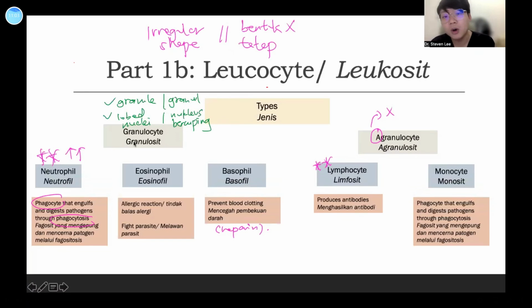So that's something that you must remember. All the leukocyte, the shape is irregular. What differentiate them is the shape of the nucleus. I repeat, what differentiate them is the shape of the nucleus. Okay? Ada persoalan at this point? Are you okay? Are you following me?